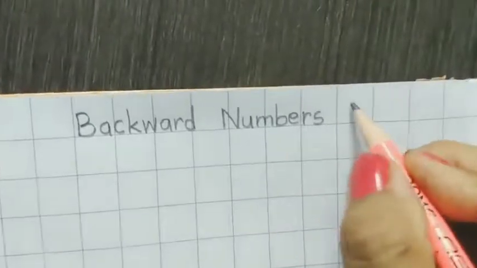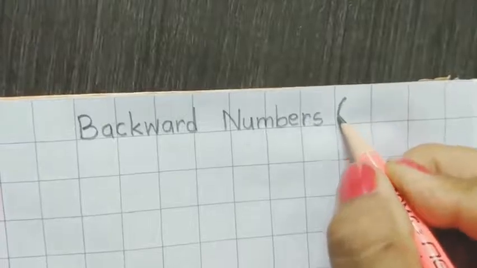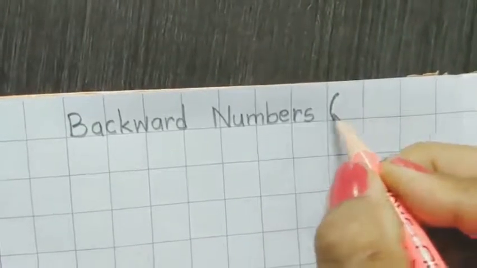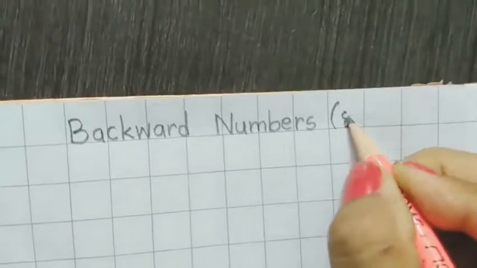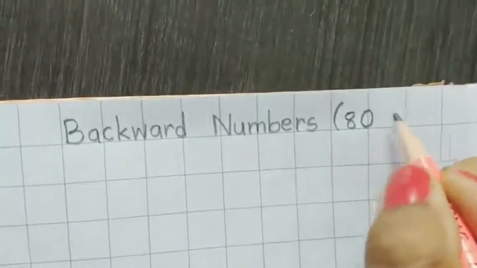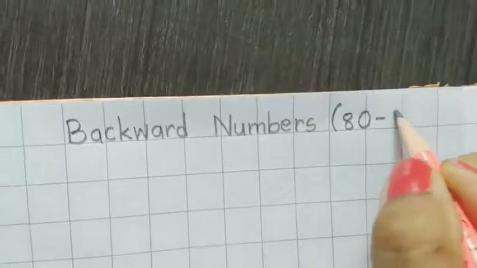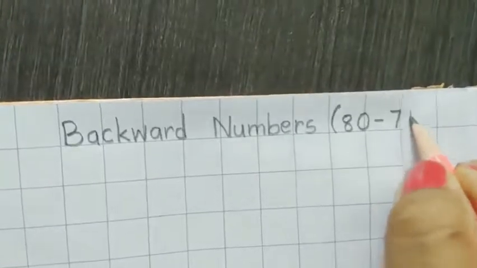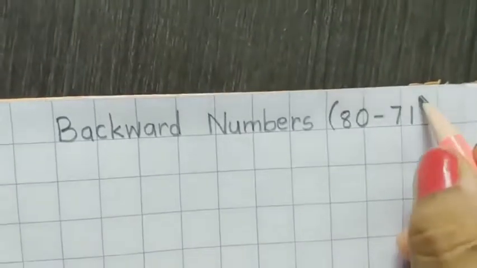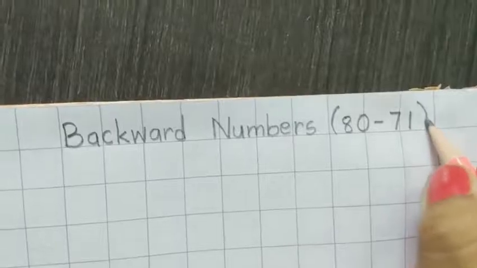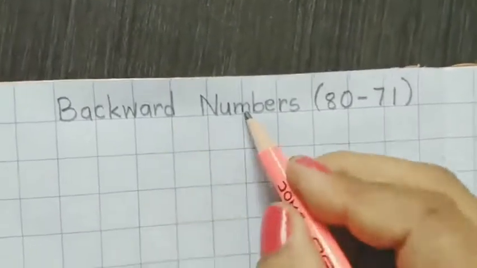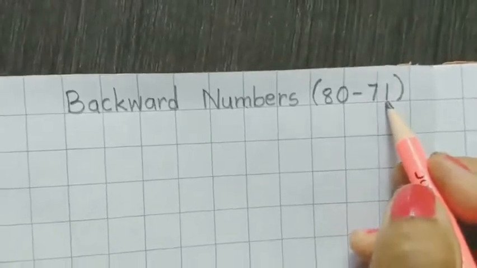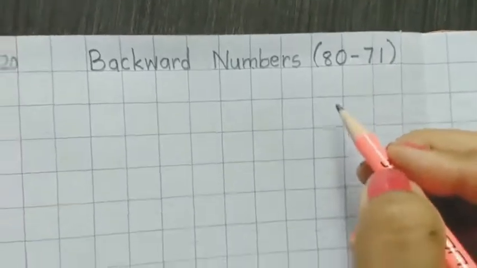Again one finger space and one big C curve, that is, a bracket. 80, a small dash, 71, then a reverse C curve, that is, we will close the bracket. Backward numbers from 80 to 71.